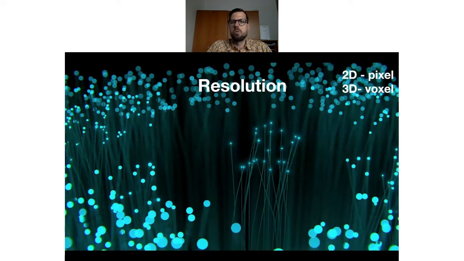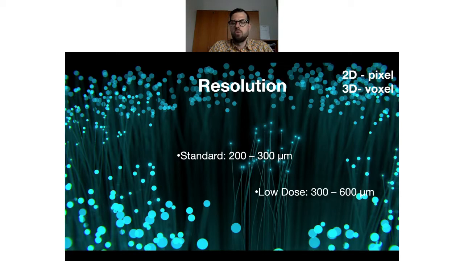So let's talk about the resolution. When we talk about CBCT, we are talking about voxels. Compared to the pixel, it is a 3D object. When we have a 2D image, we are talking about the pixel, and when we are talking about CBCT, we are talking about the voxel. A standard resolution in CBCT is between 200 and 300 micrometers.